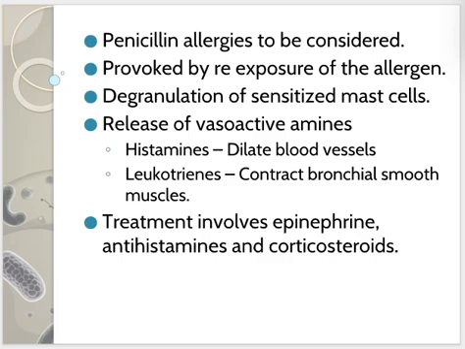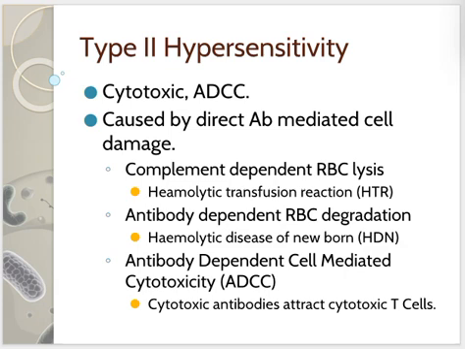Type 2 hypersensitivity is all about antibodies directly causing cell damage. This includes situations like blood transfusion reactions, where antibodies attack mismatched red blood cells, leading to their destruction. Another example is hemolytic disease of the newborn, where maternal antibodies target fetal red blood cells. There's also antibody-dependent cell-mediated cytotoxicity, where antibodies attract immune cells to kill targeted cells. These mechanisms show how antibodies, while protective, can sometimes harm the body's own cells.